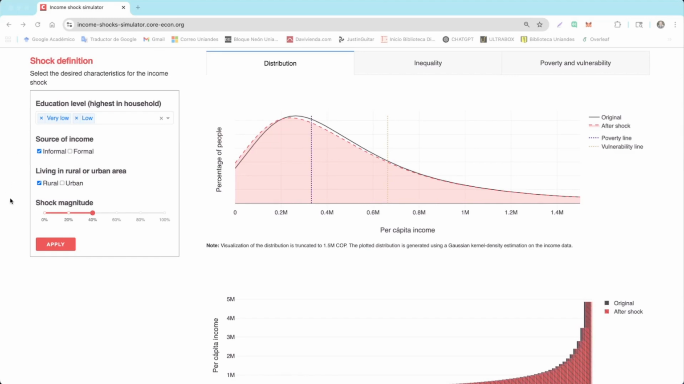Here we can see that after the shock to this population with low educational levels, informal incomes, and living in the rural sector, the income distribution shifts to the left. What does this mean? That compared to the original income distribution, there is now a higher incidence of poverty. Notice that this particular part of the income distribution curve significantly widens, clearly indicating that a substantially larger percentage of the overall population now has incomes that fall below the established poverty line.